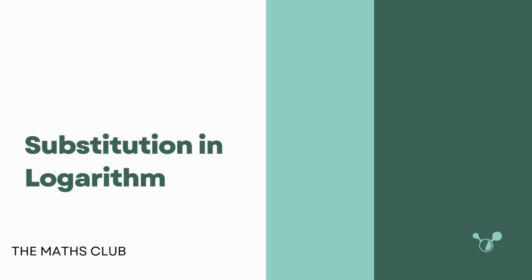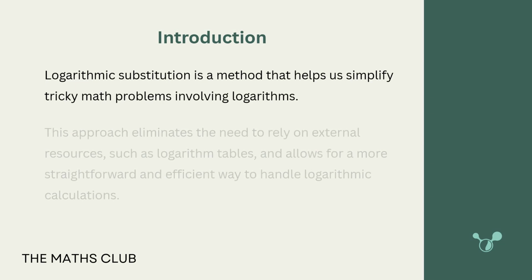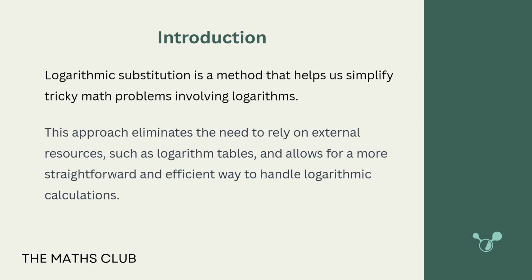We're going to continue our series of logarithm and we're looking at substitution in logarithm. So logarithmic substitution is a method that helps us simplify tricky maths problems involving logarithms. This approach eliminates the need to rely on external resources such as logarithm tables and allows for a more straightforward and efficient way to handle logarithmic calculations. So let's look at some examples that will bring light to what we just talked about.